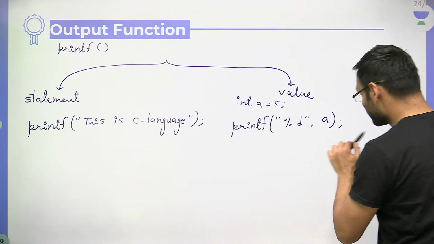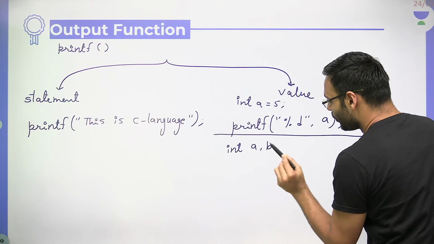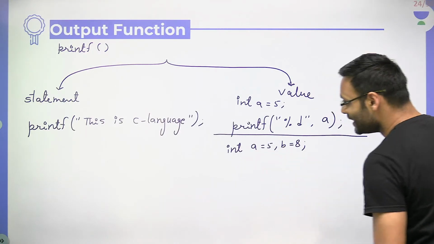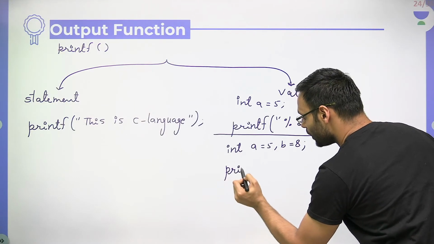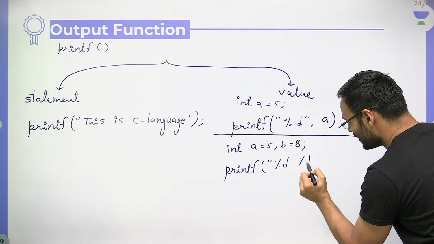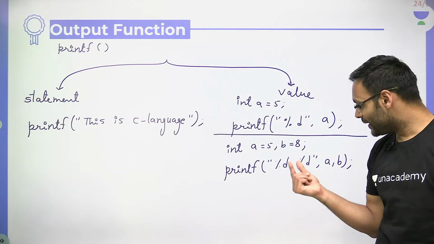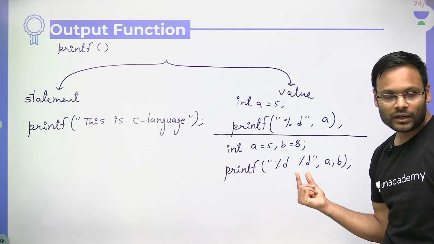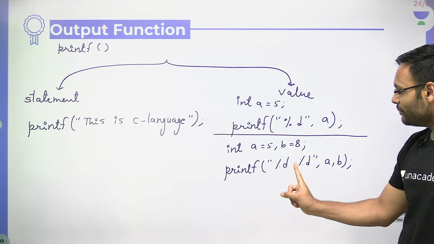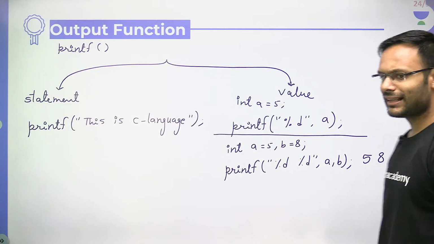Next, let's say you have two integers a and b, where a has value 5 and b has value 8, and you want to print these two. How? printf %d space %d, a comma b, like this. If I have provided a space in between the two %d, while printing it will print the first value a, the second value b, and in between them it will print the space. So what will be printed? 5 space 8.